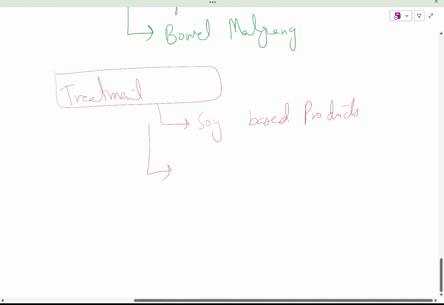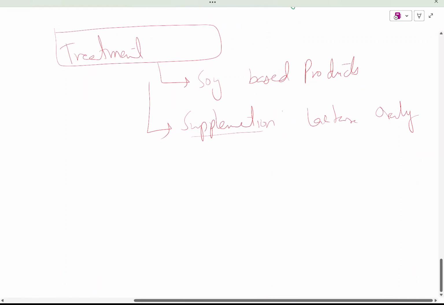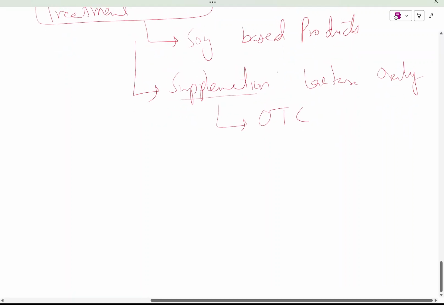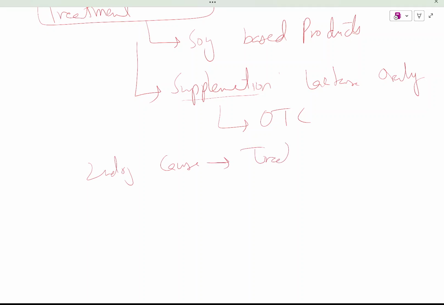Next thing is we are going to give him supplements. What kind of supplement? As the patient does not have lactase enzyme, we are going to supplement him with lactase orally. Whenever the patient is consuming lactose or lactose based products, we advise him to supplement himself with lactase orally. These lactase enzyme supplements are available over the counter. You can get them from any pharmacy. If there is any secondary cause, what will the treatment be? Treat the underlying pathology.